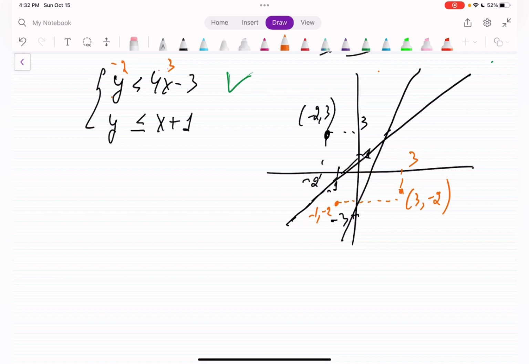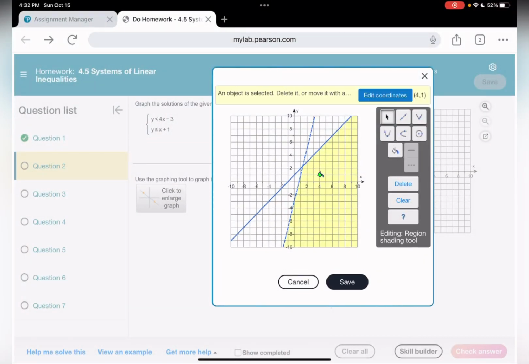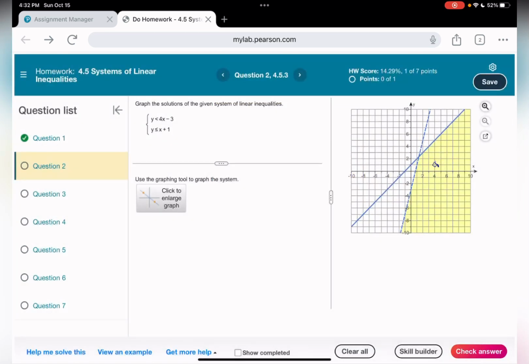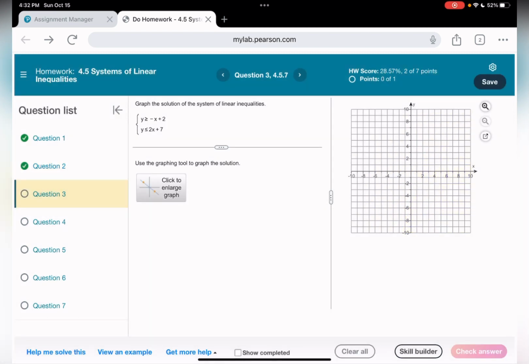So that means I'm checking now the second one. Positive 3, -2. -2 is less than or equal to positive 4. Bingo! Which means this is going to be our solution. Let's go back and check. Nice work. Moving to the next one.